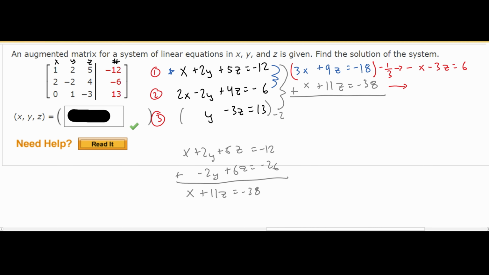We're going to bring this part over here. So we're going to have an x plus 11z is equal to negative 38. And remember, we are still adding these together. If we add a negative x to a positive x, we're just going to get 0. If we add a negative 3z and an 11z, we're going to get 8z. And this is going to be equal to a negative 32. So our z is going to be equal to negative 4. And that's how we would solve for that.